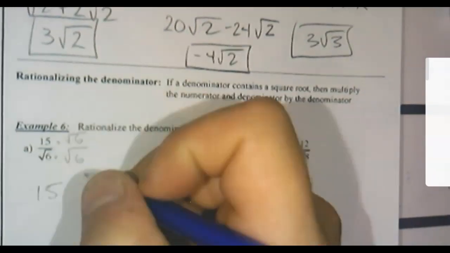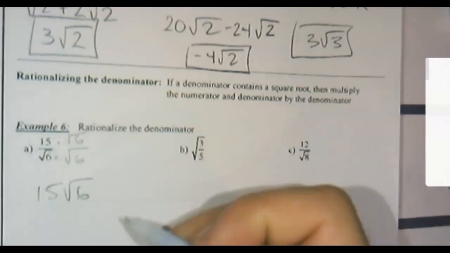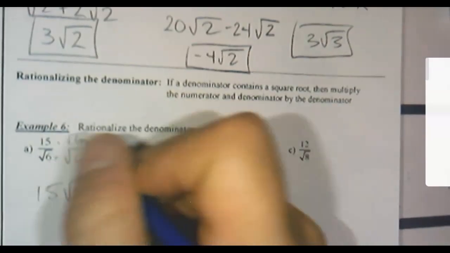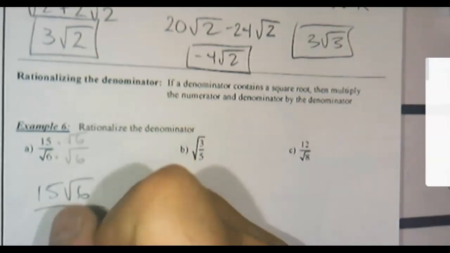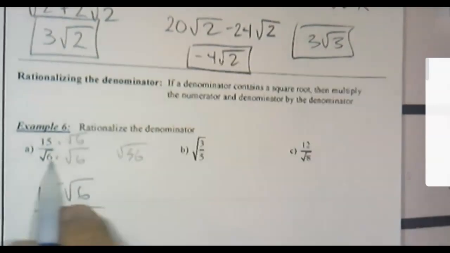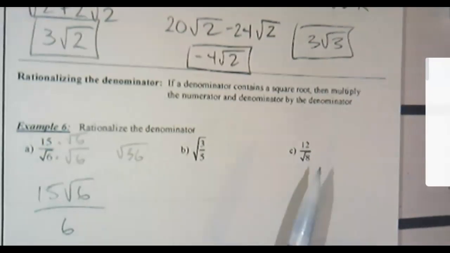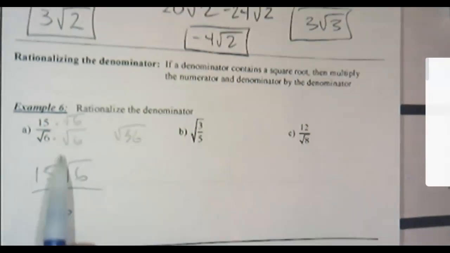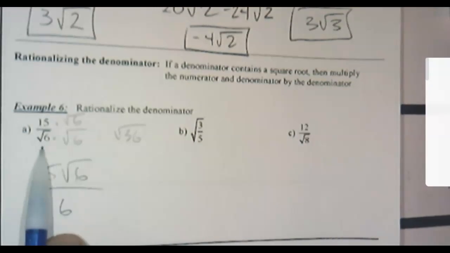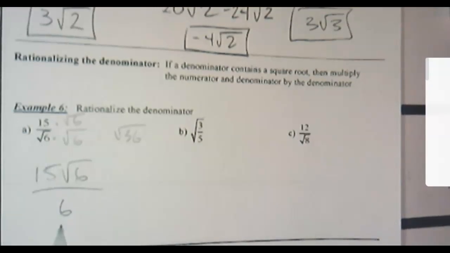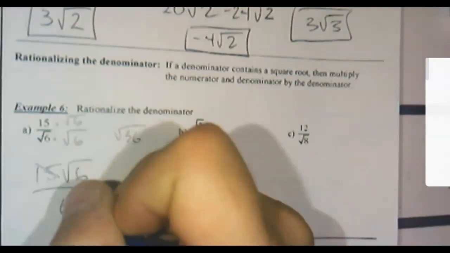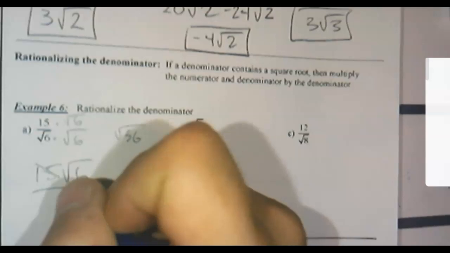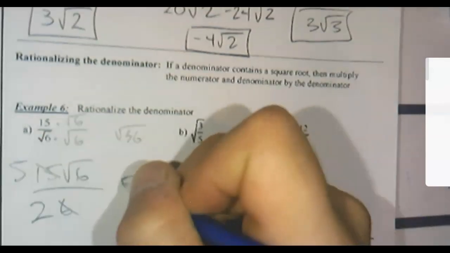So on top, 15 times radical 6, 15 radical 6 on bottom. The whole point of doing this is to get rid of the radical, guys. Square root of 6 times square root of 6 is just going to give me 6. Remember, if you multiply it, you get square root of 36, and that's 6, right? So when you multiply the two identical square roots, you just get the number as normal, not a root. And you still have to reduce just like a regular fraction, guys. 15 divided by 3 is 5. 6 divided by 3 is 2. So I have 5 square roots of 6 over 2.